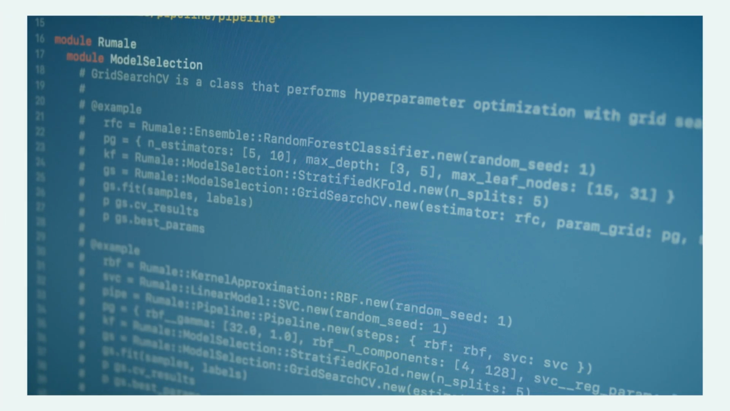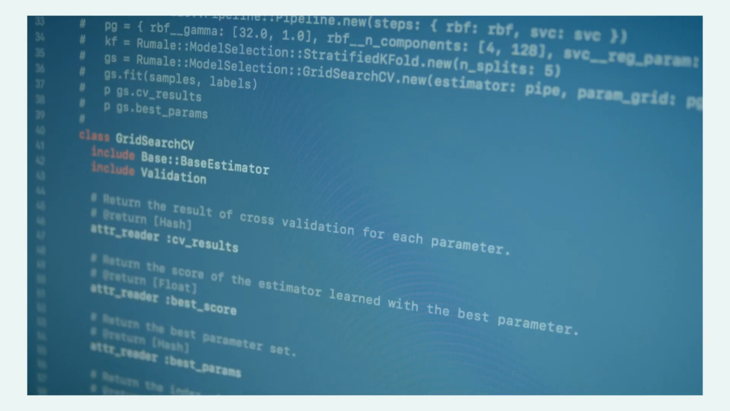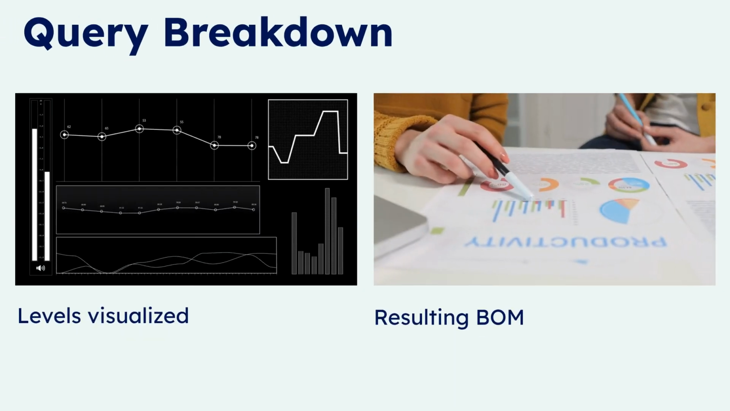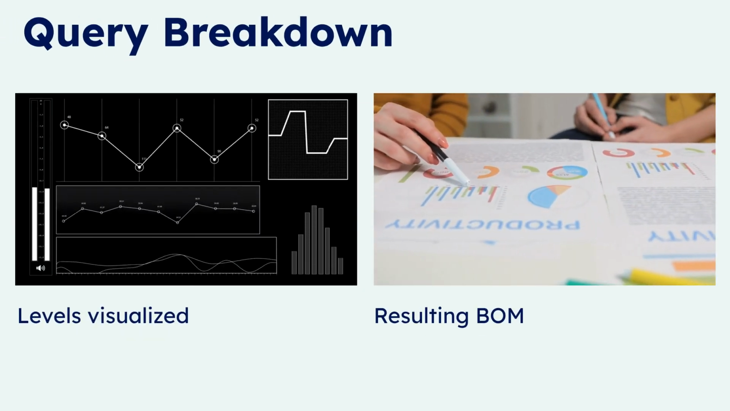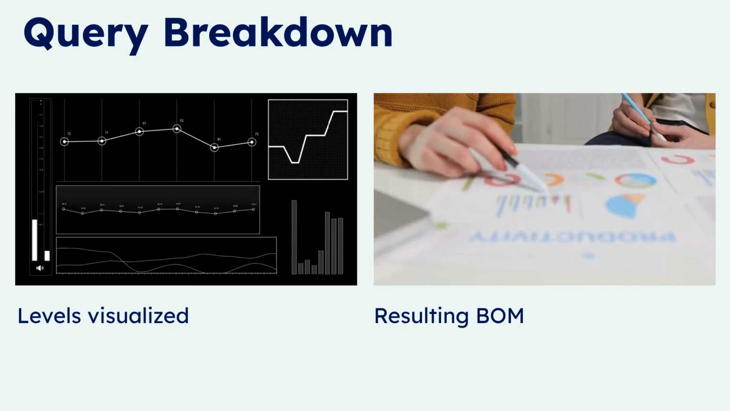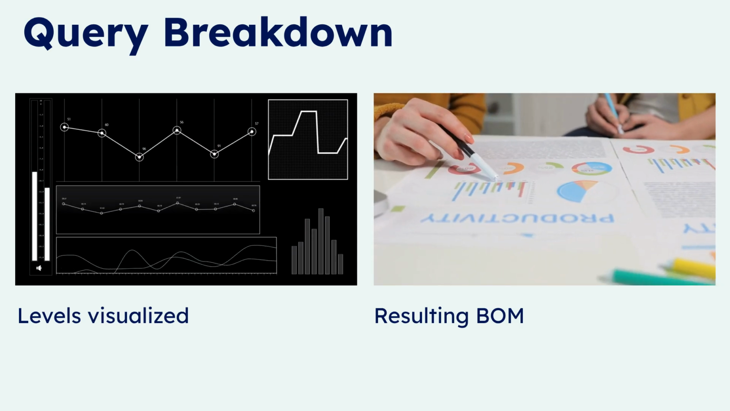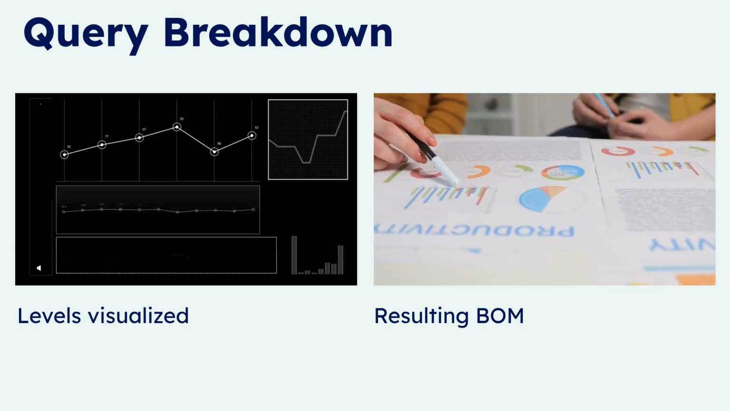Here's a sample parts table and the SQL query to find all components for a bicycle. The query adds a level column to visualize the hierarchy, joining the parts table back to the CTE to find all children. The result is a complete, exploded bill of materials.